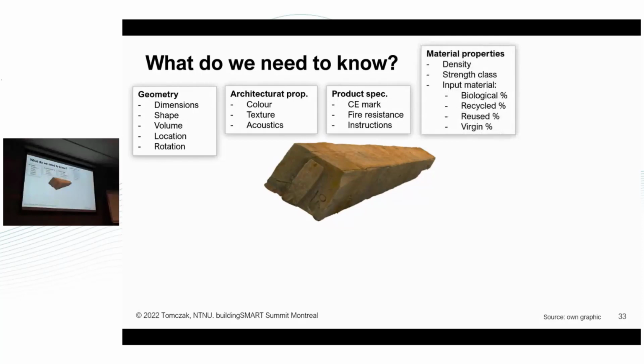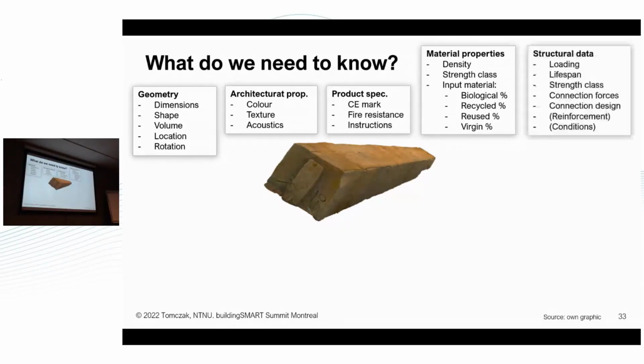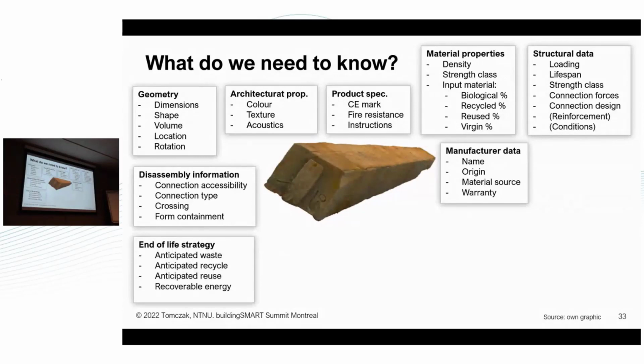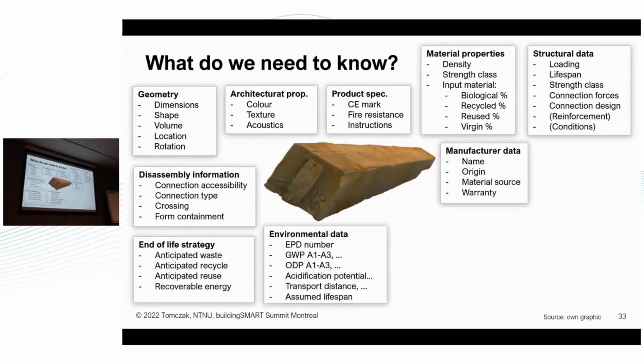But the list goes on. So we need to know the material properties, how much was already recycled, like coming from recycling and reuse and so on. Data about the structural performance, because it's not so easy to tell if you have old elements, because we don't know the history of it. So we need to know a lot of information that is not easily available right now. Yeah, if you want to do LCA, you need to know a lot of environmental aspects, and you need to know what the end of life strategy is.